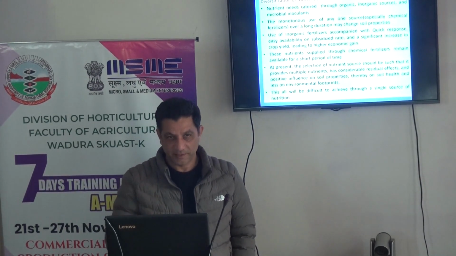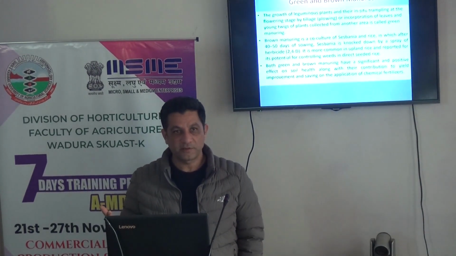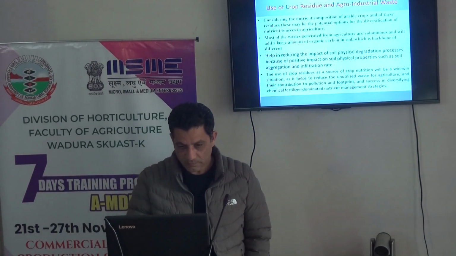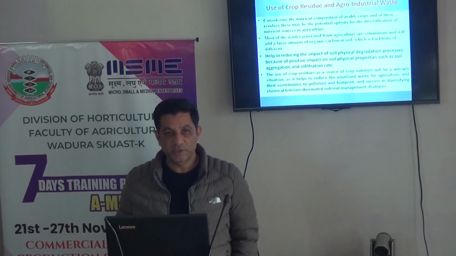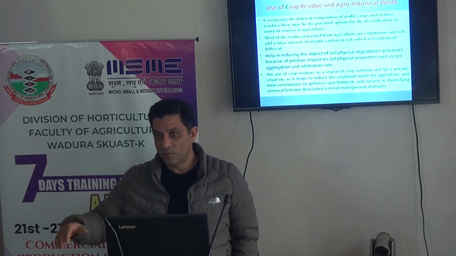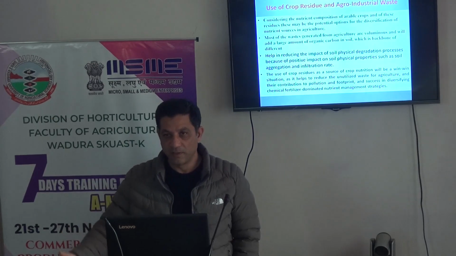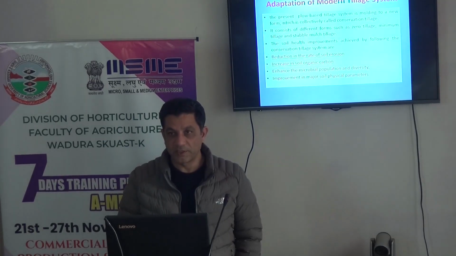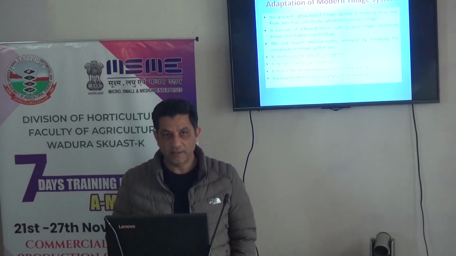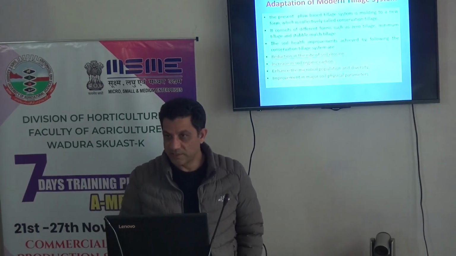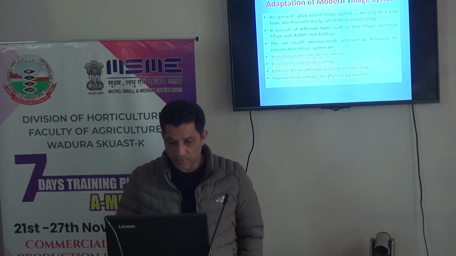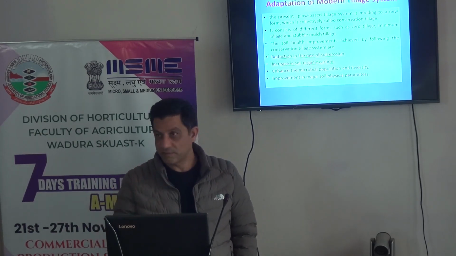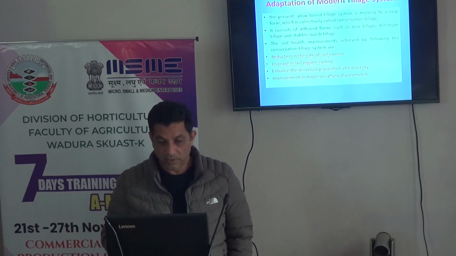Diversification of nutrients. Then green manures addition. There is one term, brown manuring also. Crop residue and agro-industrial wastes. Crop residue is what we call stubble mulch. So we have in situ stubble management. Then adaptation of modern tillage systems, which includes zero tillage, minimum tillage, stubble mulch tillage. Then the soil health improvements achieved by following the conservation tillage system.